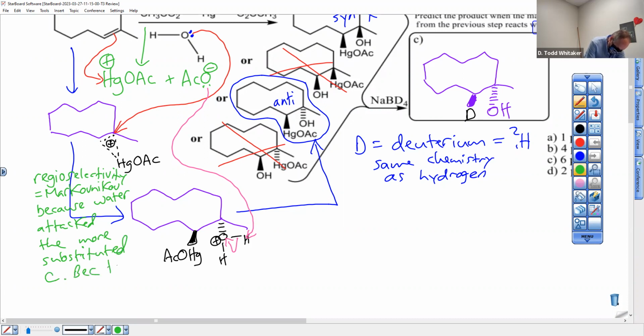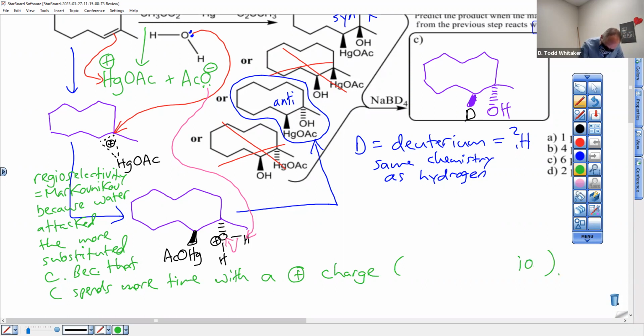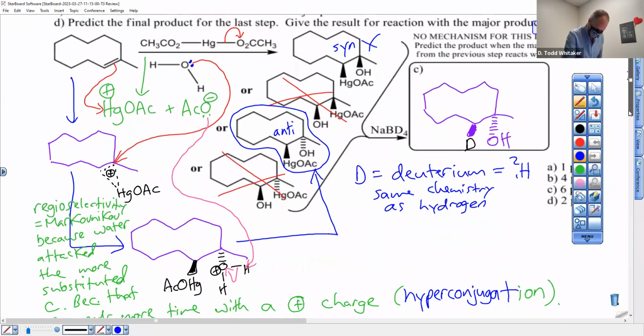Because that C spends more time with a plus charge. And I want to know why. Big word, ends with ION. That's the magic big word. Oh, there you go, hyperconjugation. So the explanation was pretty big there for B. That's regio only. Wow.